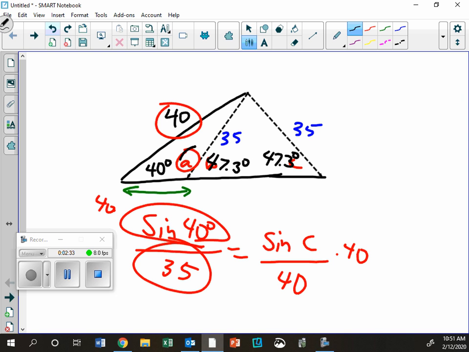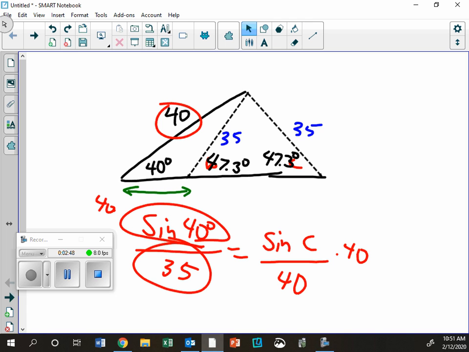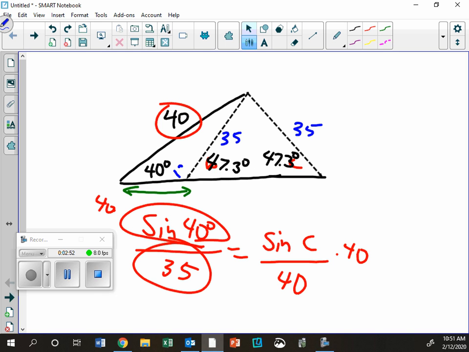And then how do we know this one? It's supplementary. You even used the right word. I love it. So therefore, I subtract from 180, and I get what? Oopsie. Okay, I'm going to write it really small right here. 132.7 degrees. Awesome. Now, that's not what I asked for, but it helps me get there.